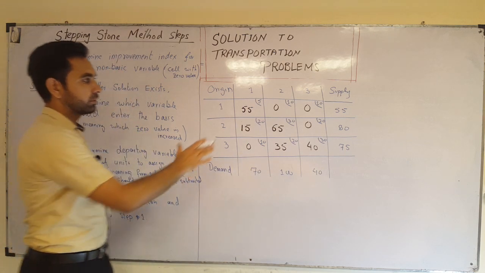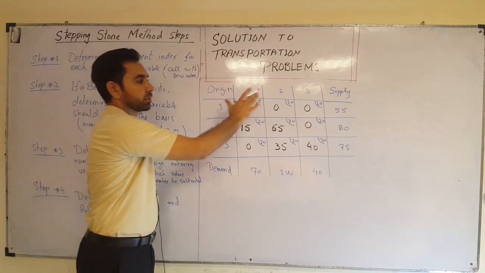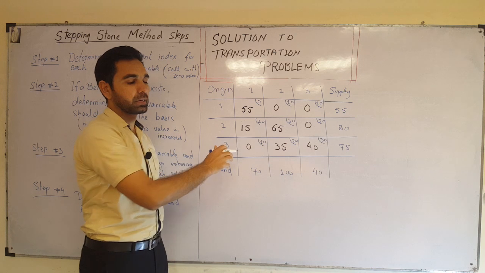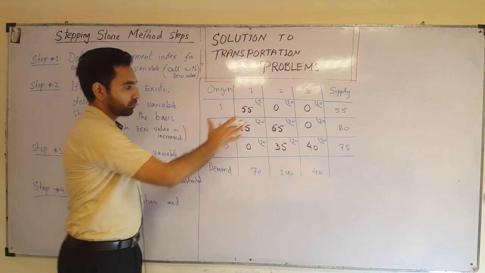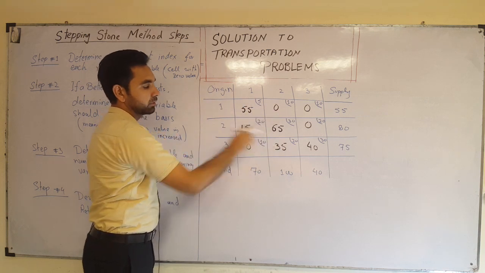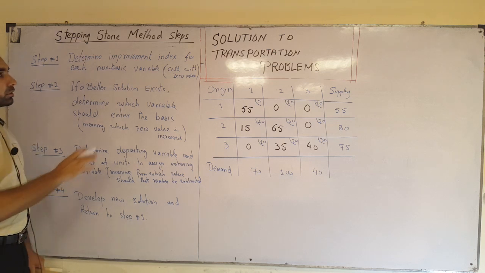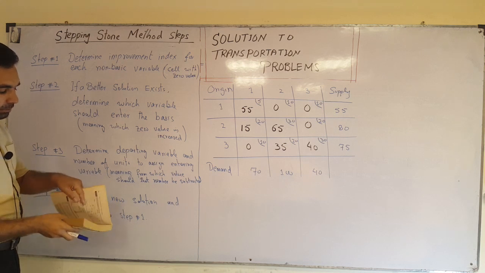So we will be given an already or initially solved solution by any of the methods, either the northwest corner method or any other method. You will be given the problem or initial solution, and you have to find the optimized solution using the stepping stone method. So what is the stepping stone procedure?